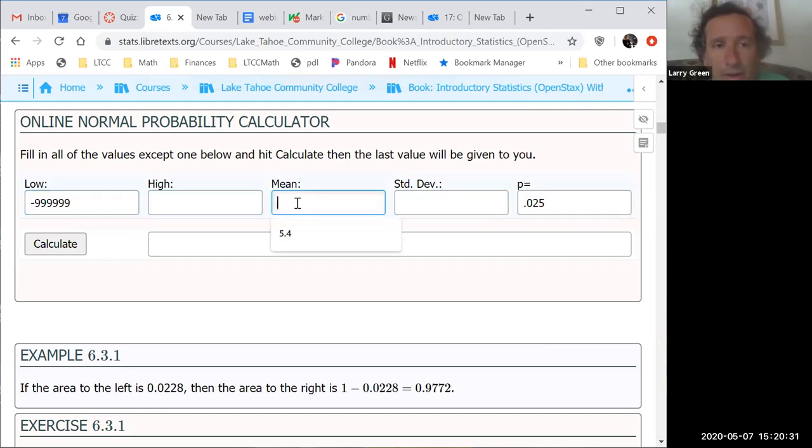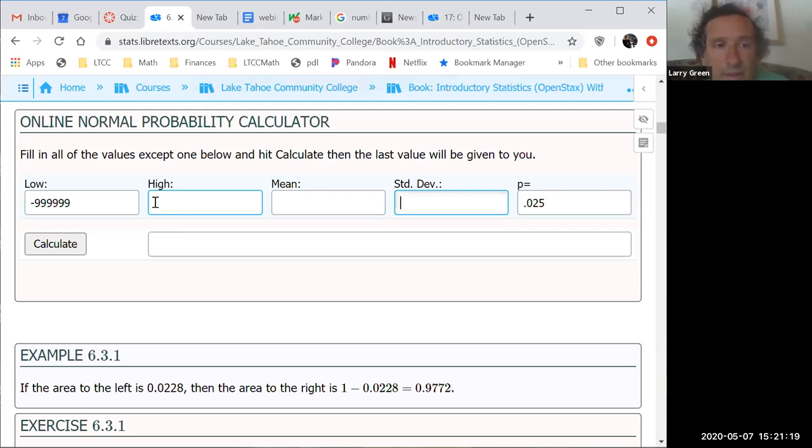The high is what we don't know, and the mean and the standard deviation are going to come from the central limit theorem. The mean might be mu, it might be mu times n, or it might be p. The standard deviation could be just sigma, sigma over the square root of n, sigma times the square root of n, or the square root of pq over n, because we had all those formulas. So use a formula, put in the mean and the standard deviation, and you can get your high. Any questions on that?